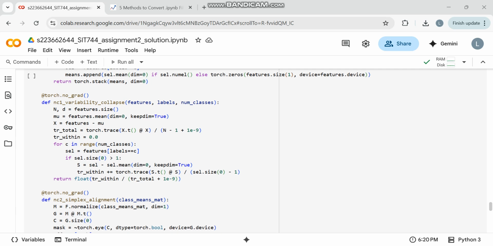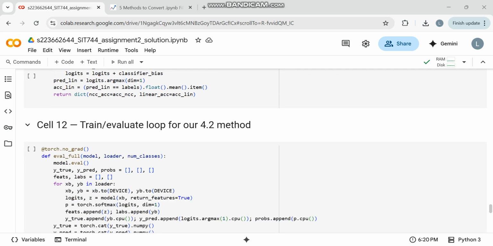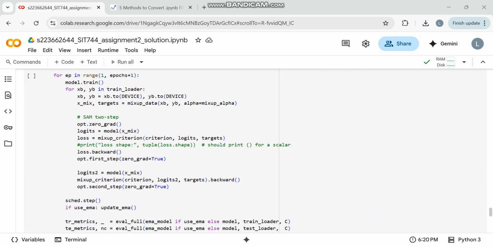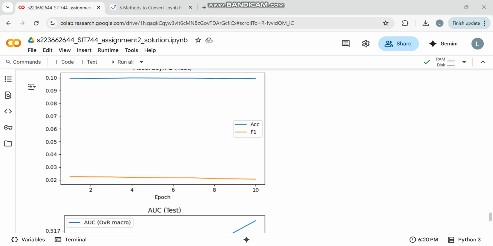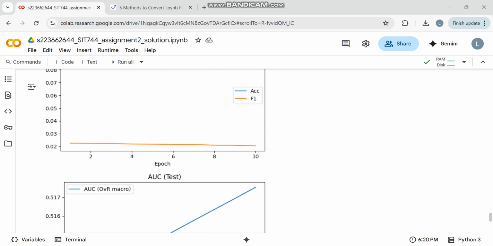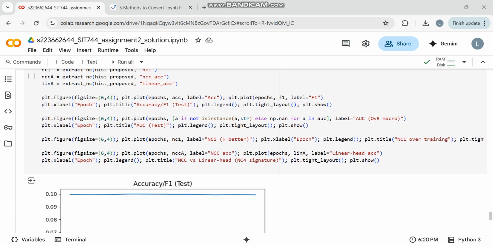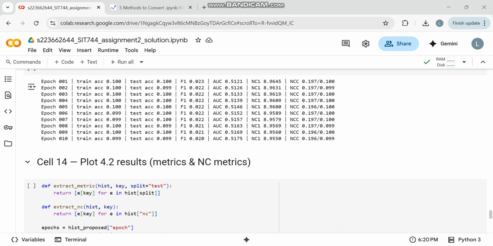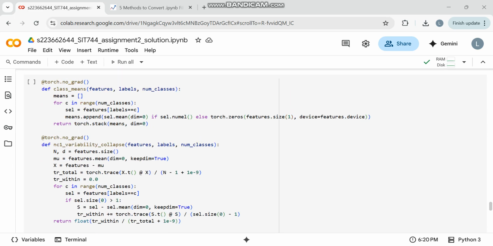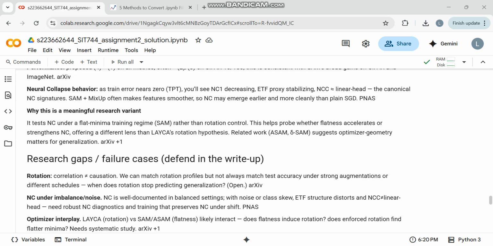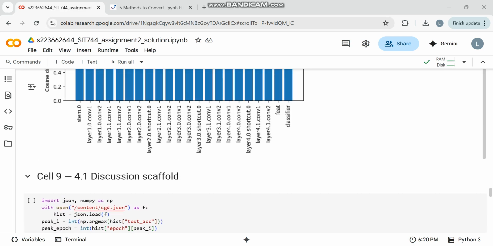We measured all three: NC1, ETF, and NCC versus linear head accuracy, and they are displayed here. I think you can see that. Those are all the plots that were there. And moving forward, I'll be discussing what layer rotation is. So let us move forward and discuss what layer rotation is.